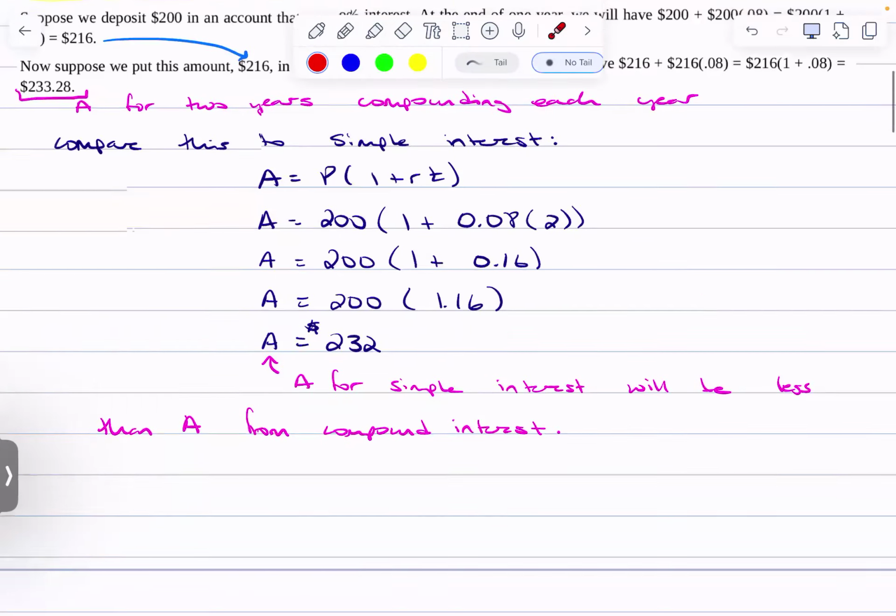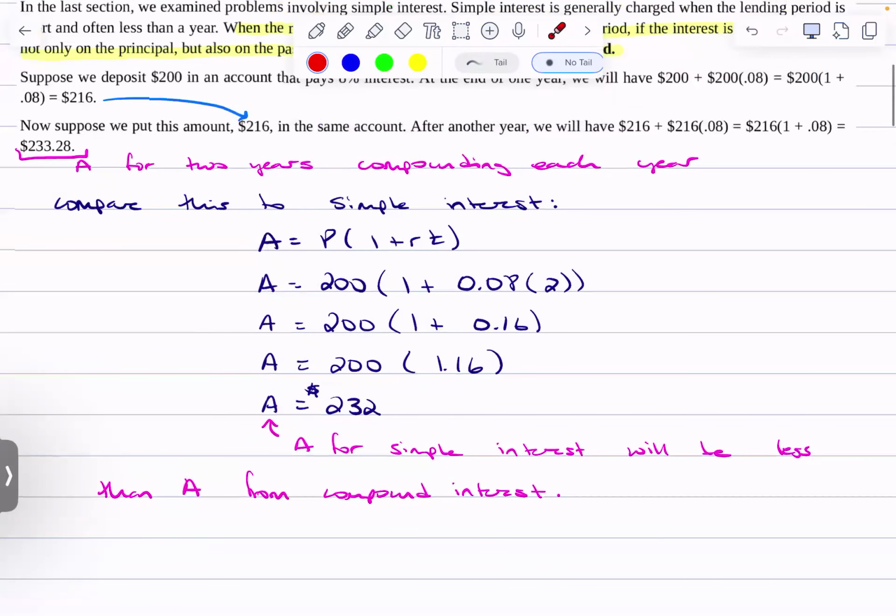Now, this feels tedious, right? Check in every time that you want to add on the interest and change your P, and then calculate your A again, and then make that your P, and then calculate your A. We don't have to do that. We have a formula to do that, of course.